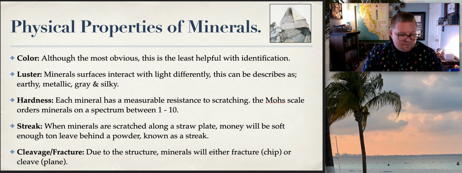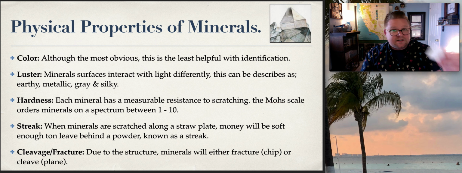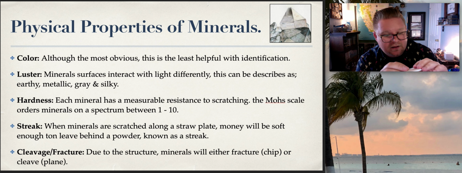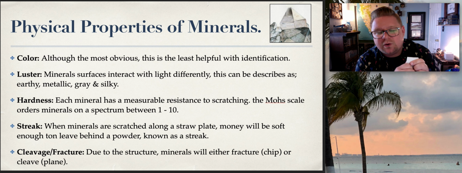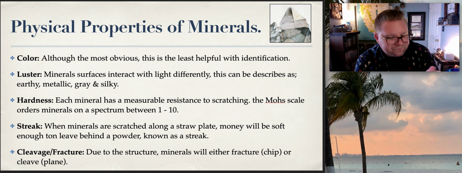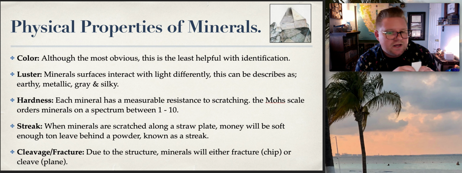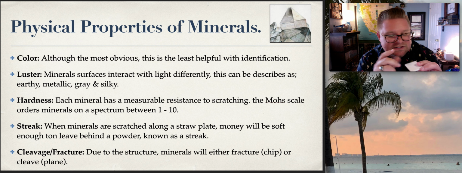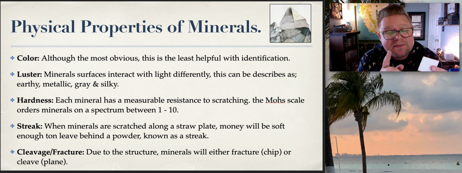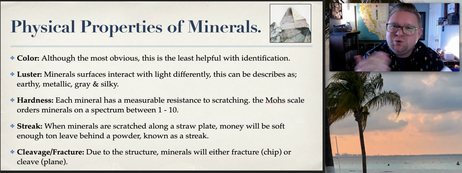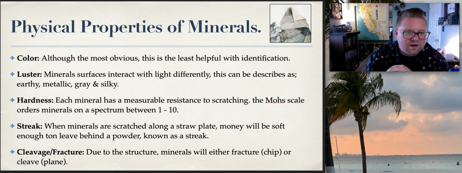Streak is another one. When minerals are scratched upon a tile, this is a white tile, they will sometimes leave behind pigmentation, which is really the powder form of that specimen. If you have something that's harder than the tile, it will actually just scratch the tile itself, which means it does not have a streak color. Colors can range from red to white to blue to green. What's interesting about streak is that sometimes the streak might be a different color than the specimen you're observing, and that is another tool that allows us to identify what it is.